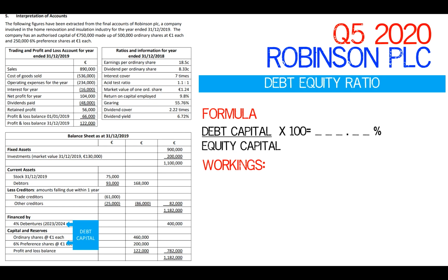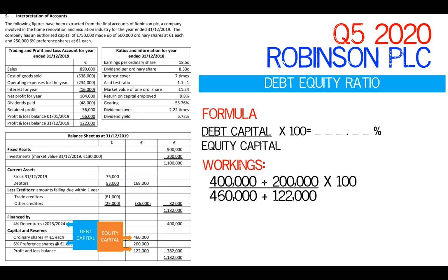So our debt capital, as we saw before, 400 plus 200 over equity capital, which is our 460 and 122. Multiply that by 100 and we get 103.09%. Now, if you wanted to work it out then for last year, I don't think they're ever going to request that you do this in the exam, but we never know.